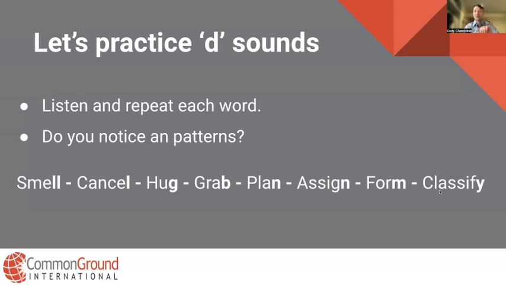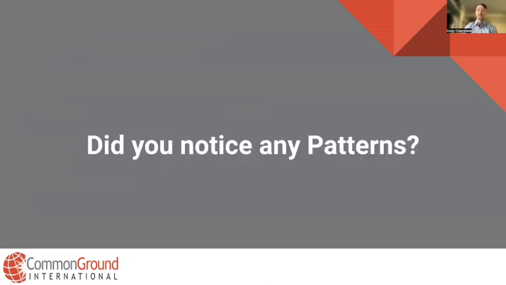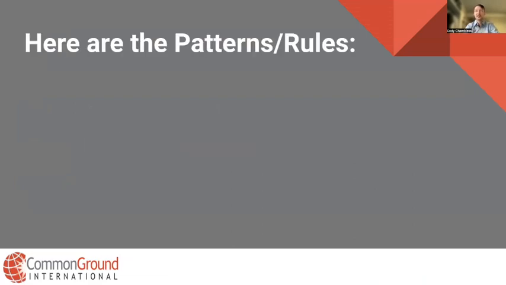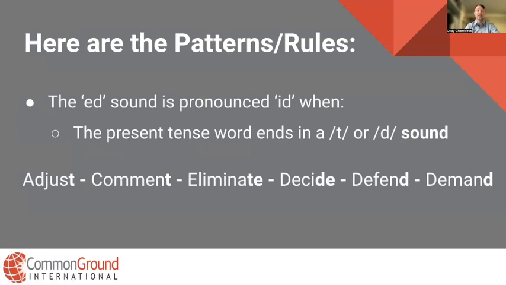So that's a quick example of some of the ways to pronounce the three different sounds. But don't worry, we will practice a lot more in the next couple activities. So first of all, did you notice any patterns between the three different ways of pronouncing the ED sound? What patterns did you notice? Here are the patterns or rules that you might have noticed. First, the ED sound is pronounced id when the present tense word ends in a t or d sound.